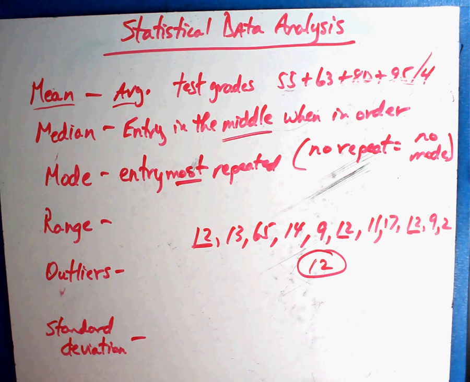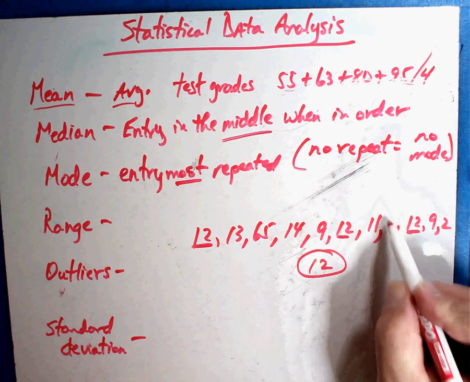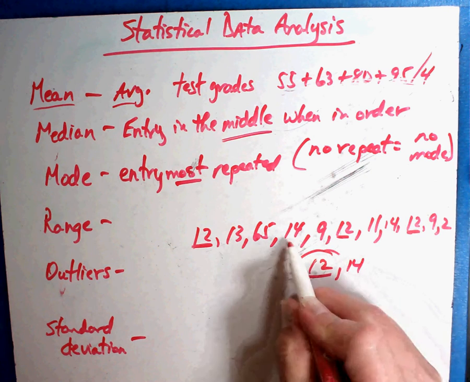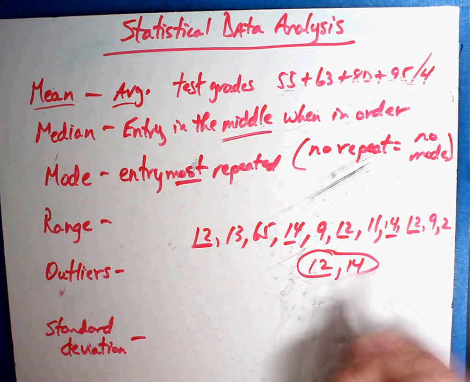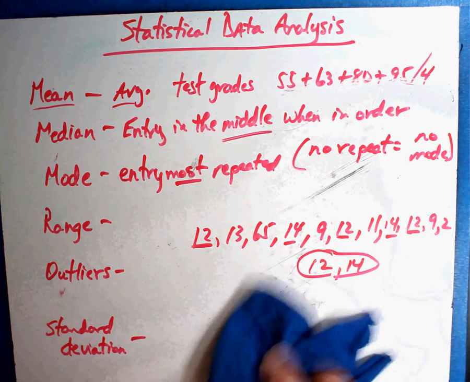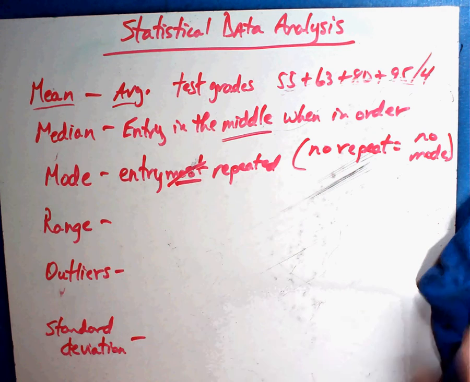It's the one that's repeated the most, or most often. So let's say that instead of this being a 17, that'd be a 14, then your repeated ones would be 12 and 14, because 14 is in there twice. So it can be more than one number, but it's the ones that are repeated. All the others are not repeated.